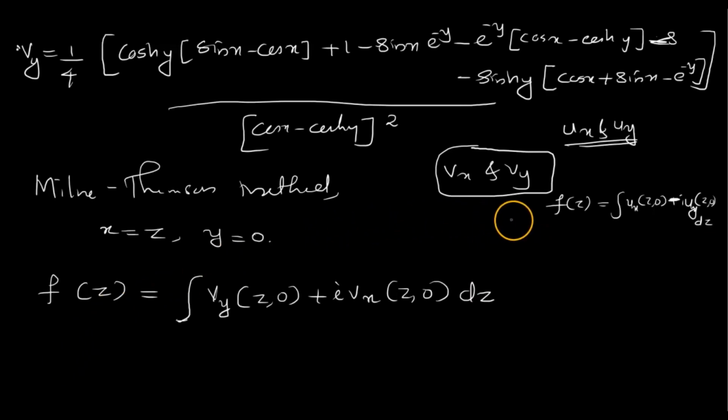If you have any doubt, please watch my previous video related to this Milne-Thomson method and many problems related to this. So here we have Vx and Vy. So I use this equation, f of z is equal to the integral of Vy at z0 plus i Vx at z0 dz. So what is Vy at z0? Let's find Vy at z0 and Vx at z0.